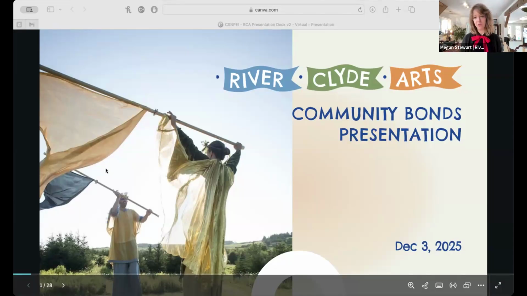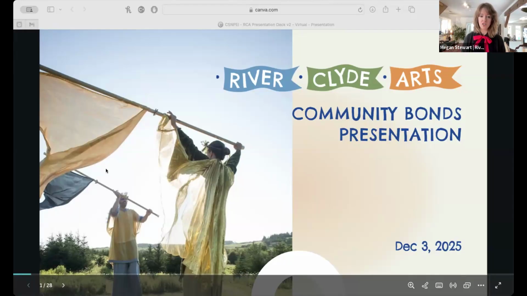And then this past spring, we started working with Tapestry. We participated in a 10-week community bond planning and feasibility project where we worked really closely with them in this kind of accelerated program to complete a financial analysis for a community bond raise to determine whether it's actually financially feasible for us to do this.